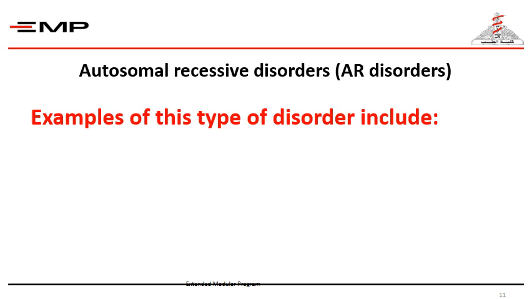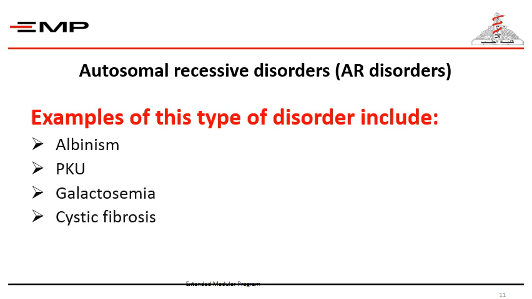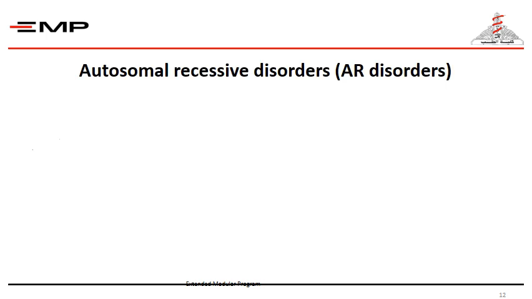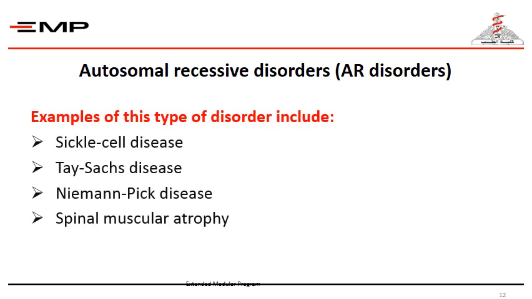Examples of autosomal recessive disorders include albinism, phenylketonuria, galactosemia, cystic fibrosis, sickle cell disease, Tay-Sachs disease, Niemann-Pick disease, and spinal muscular atrophy.